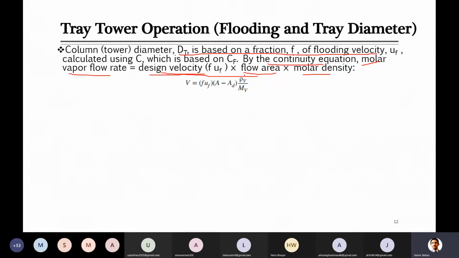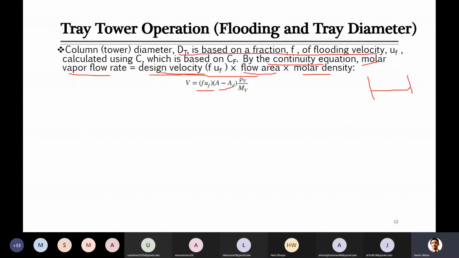So here we have rearranged it for our purpose: vapor flow rate is equal to three factors. One is the design velocity, and design velocity is some fraction of the flooding velocity, multiplied by the flow area. Flow area is actually the total area minus the downcomer area on any tray.